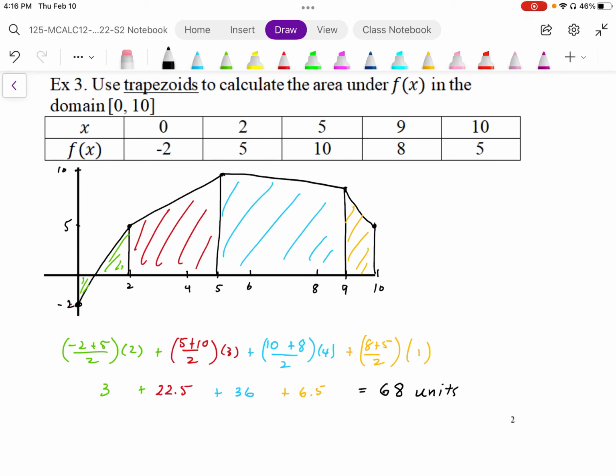So that negative area we're accounting for as well. Okay, so this area in here was counted as negative based on this calculation.